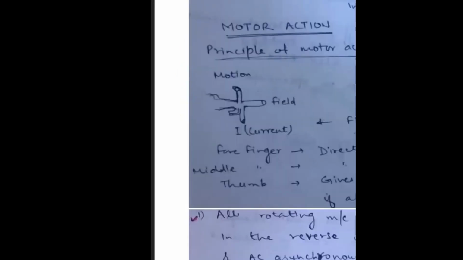The first finger will be field, the middle finger will be current, and the motion will be given by the thumb, as shown here. If you point the first finger downwards and the middle finger inwards, then the thumb will give the direction in which it is rotating.